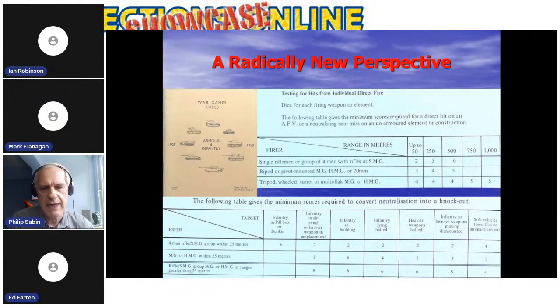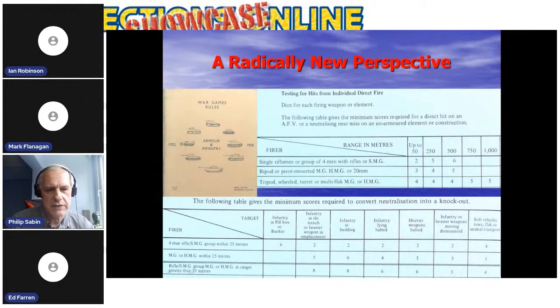If you look at the second table, there are two interesting features to it, which I'll just quickly highlight. One of them is that there is a huge difference between what happens at close range with a rifle group and what happens beyond 25 meters. So at close range, it's very easy. You only need to roll 2 or more to convert the neutralization into a kill. Once you close with the enemy, you become very deadly.